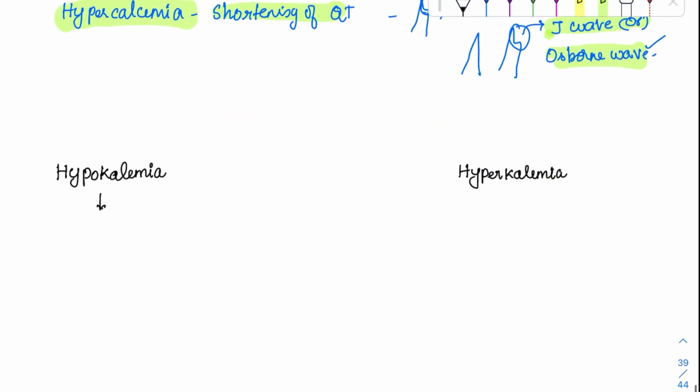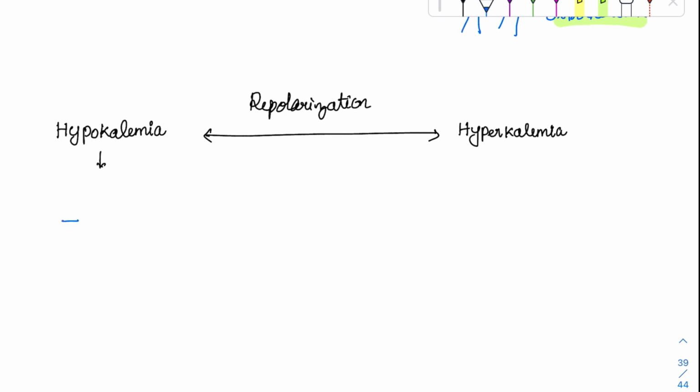Then coming to the most important discussion, hypokalemia and hyperkalemia. Both of them will affect repolarization first, because potassium levels are important for repolarization. What happens in hypokalemia? There is a QRS complex, but generally the T wave is depressed. Following this depression, we can get one more wave, which is called the U wave. Just remember, hypo is decreased, so there is a decreased T wave. That will be the mnemonic.